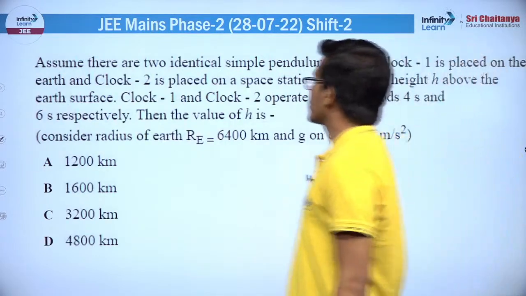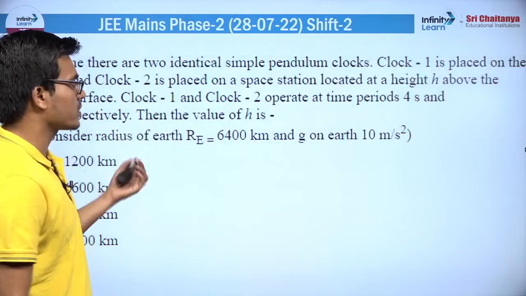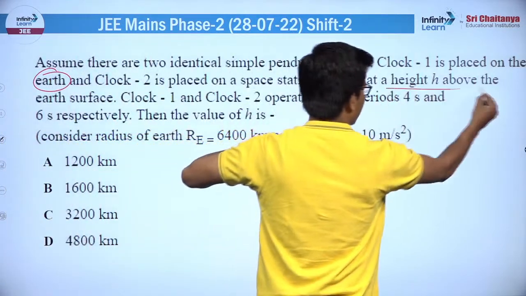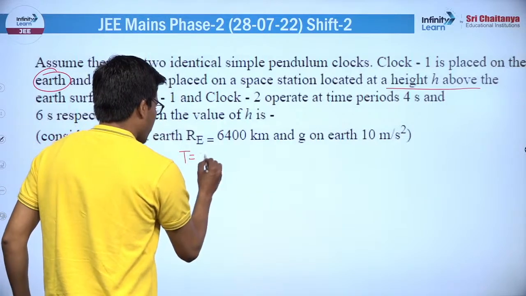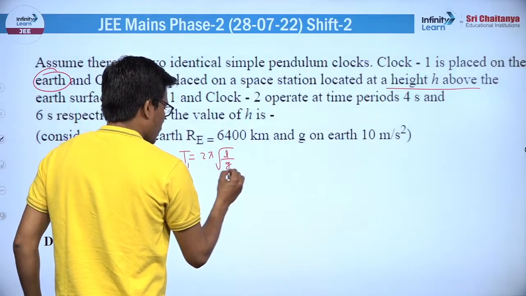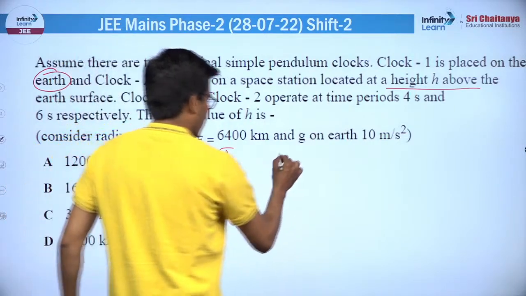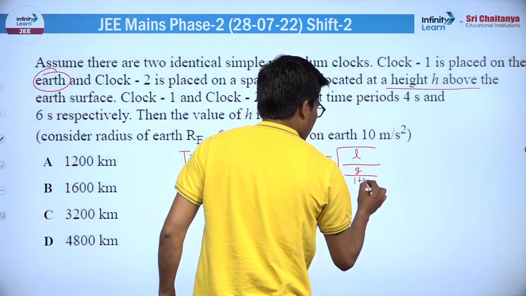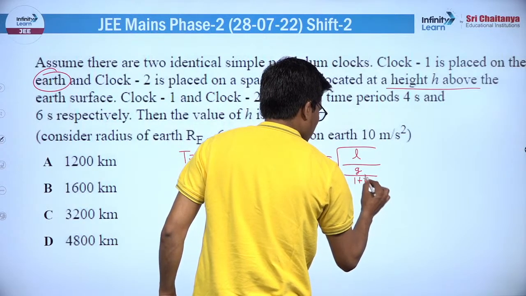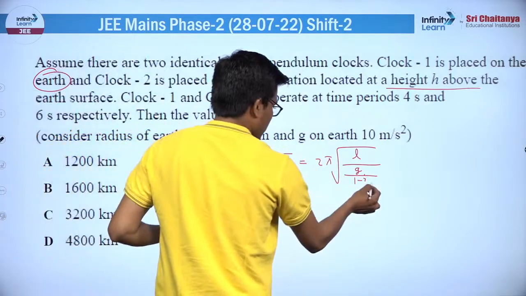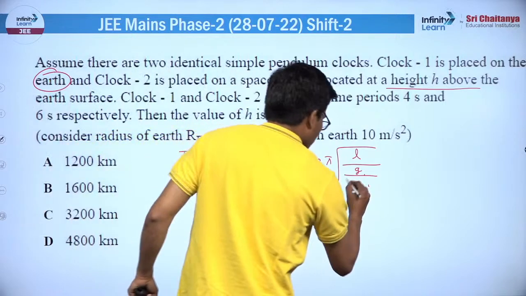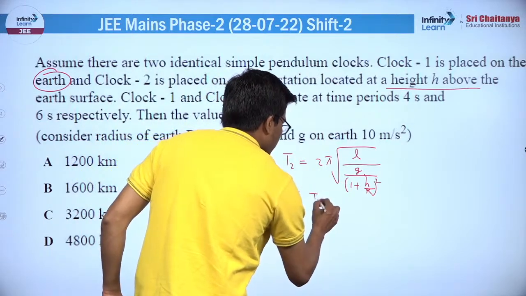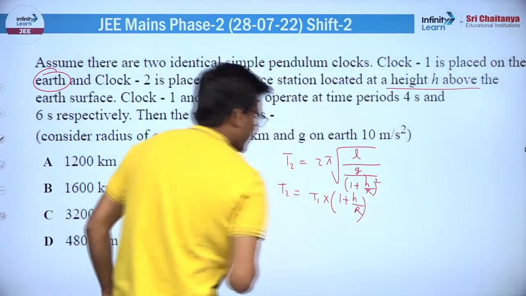Moving to the next question, assume there are two identical simple pendulums, the time period of a simple pendulum, this question is shown here, right? One is placed on the earth, the second one is at a space station located at height h. Right, so time period is given by 2 pi root L by g. So in case of initial, g will be g only, right? And in second case, 2 pi root L by g, it is at some height, and at some height g is given by g upon 1 plus h by R to the whole square, right? So I can write it, T2 is actually equal to T1 times 1 plus h by R, right?